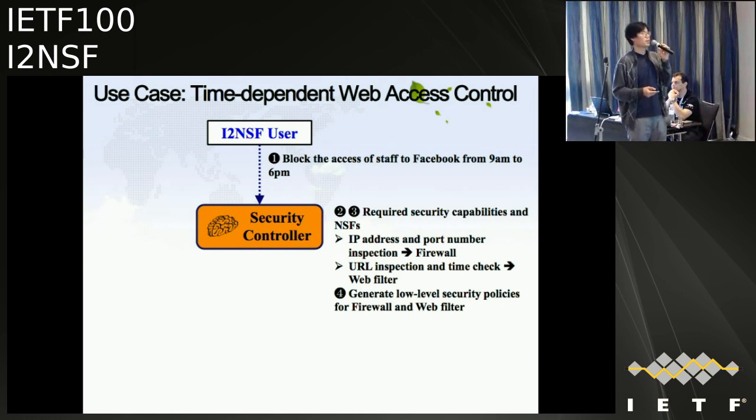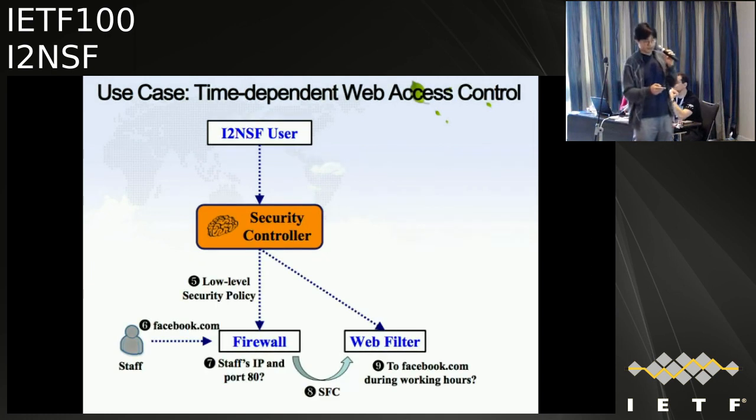The I2NSF user sends this high-level policy to the security controller, and the security controller analyzes it and identifies the required security capabilities. In this case, IP address and port number inspection capability is required, and we assume that this capability is provided by the firewall network security function. Another required capability is URL inspection and time checking, which we assume is provided by the web filter network security function. Then the security controller generates a low-level security policy rule for each of the firewall and web filter, and sends the low-level policy to them.